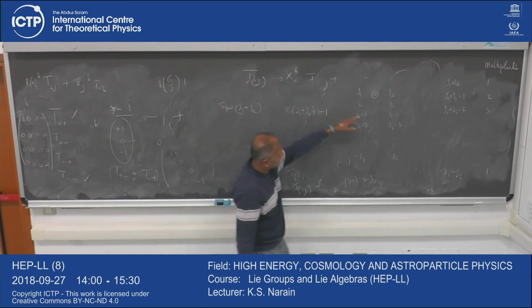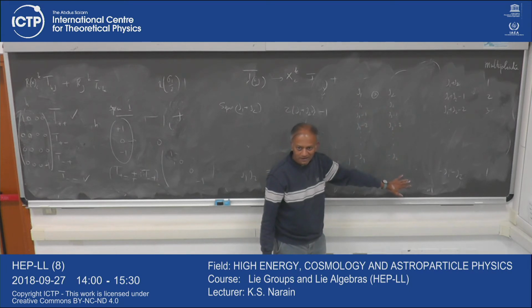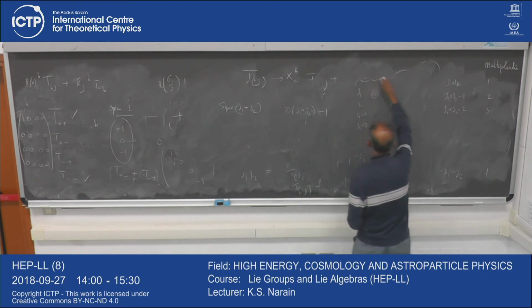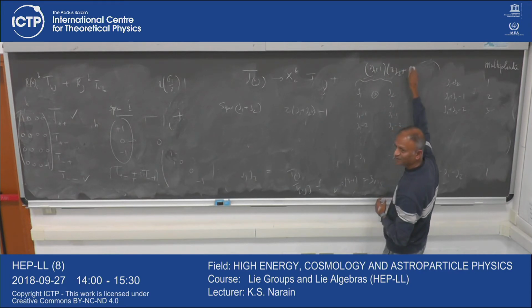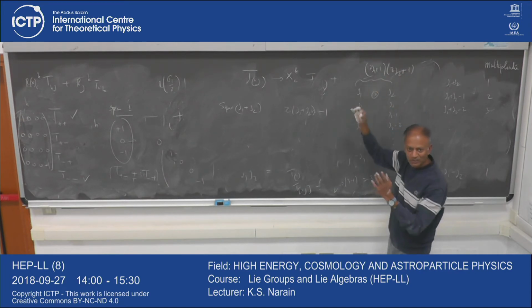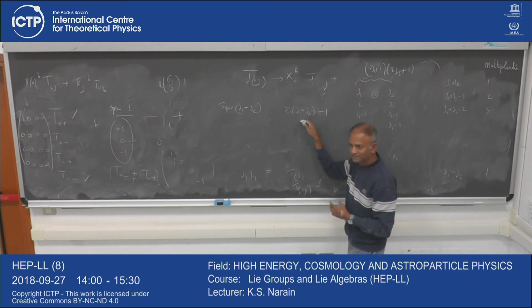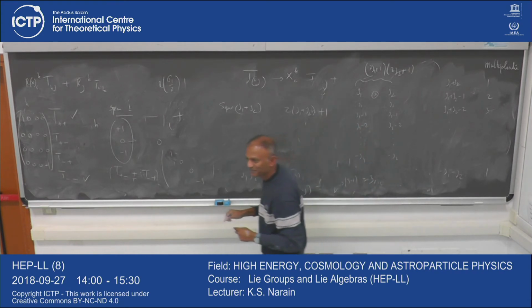Remember the total number of states here: this has 2j1 plus 1, that has 2j2 plus 1, and the tensor product has dimension equal to the product. So the dimension of this representation is 2j1 plus 1 times 2j2 plus 1. So it's a huge number for large j1 and j2. It's quadratic, you see, whereas here it's all linear. Plus 1, sorry, right, plus 1.